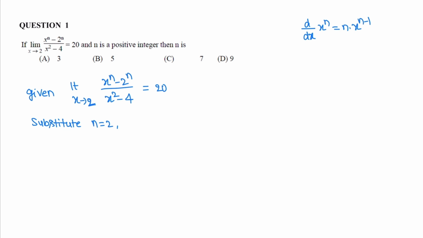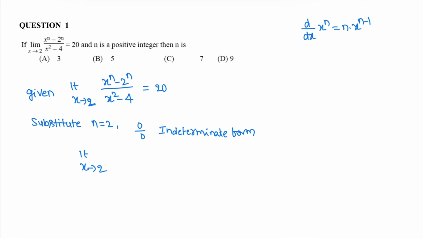So the given expression is limit x tends to 2 of (x^n - 2^n)/(x^2 - 4) is equal to 20. Substitute x is equal to 2 directly. On substitution, it will result in 0 by 0, which is an indeterminate form. If 0 by 0 exists in limits, then it is an indeterminate form. Apply L'Hospital rule, that is limit x tends to 2.